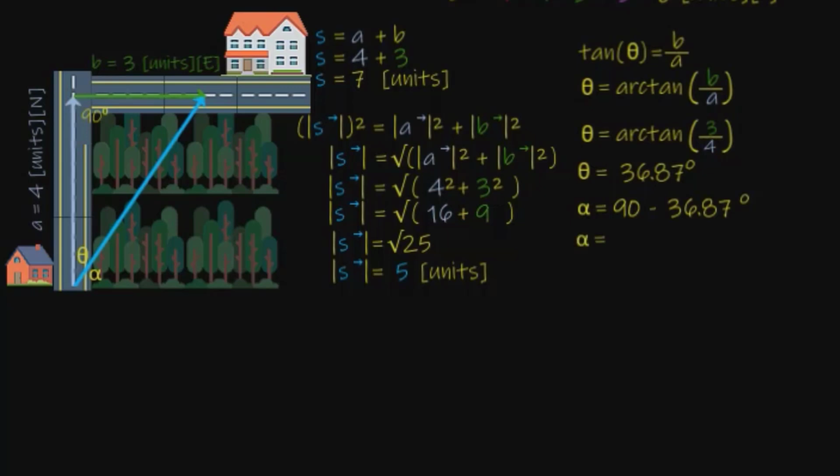Alpha is equal to 53.13 degrees. So the displacement vector is 5 units, 53.13 degrees.